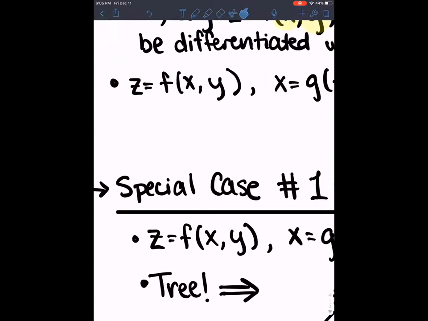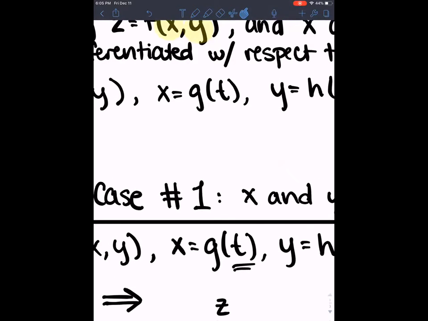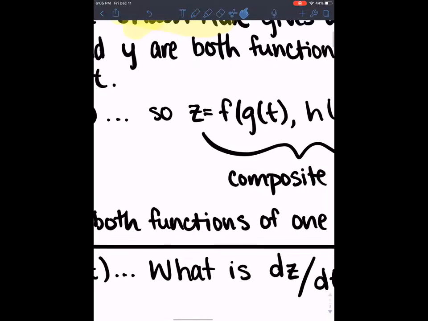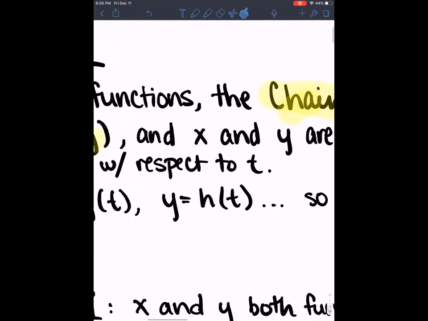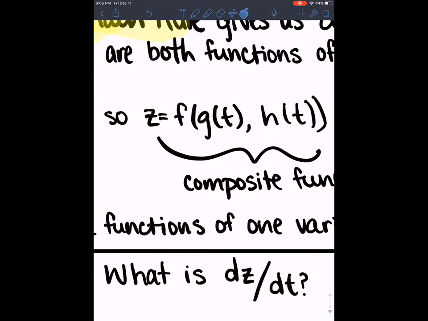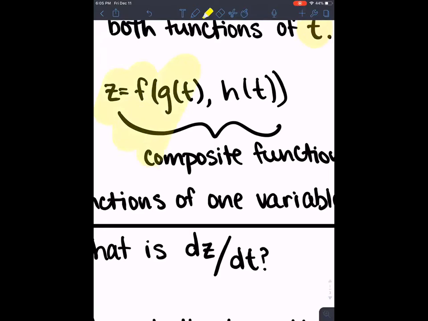More mathematically, you have z equals a function of x and y. And if you've got x as a function of t, but a different function, so you've got g of t, not f of t. And then y is a function of t, but different from x, so you've got y equals h of t. Then if you just switch out y equals h of t and x equals g of t, you've got z equals a function of g of t and h of t. And this right here is a composite function.